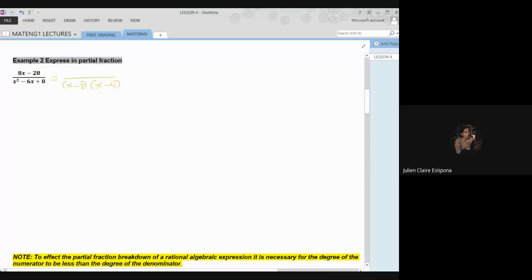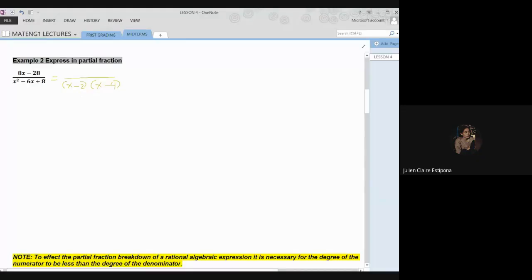Since if we are going to multiply negative 2 times negative 4, of course, that is the third term, which is positive 8. And then if we are going to add, no, that is negative 2x and negative 4x, that will give us the middle term, which is negative 6x. Okay, so that is the factor for that one. So if we are going to rewrite that one, that is 8x minus 28.